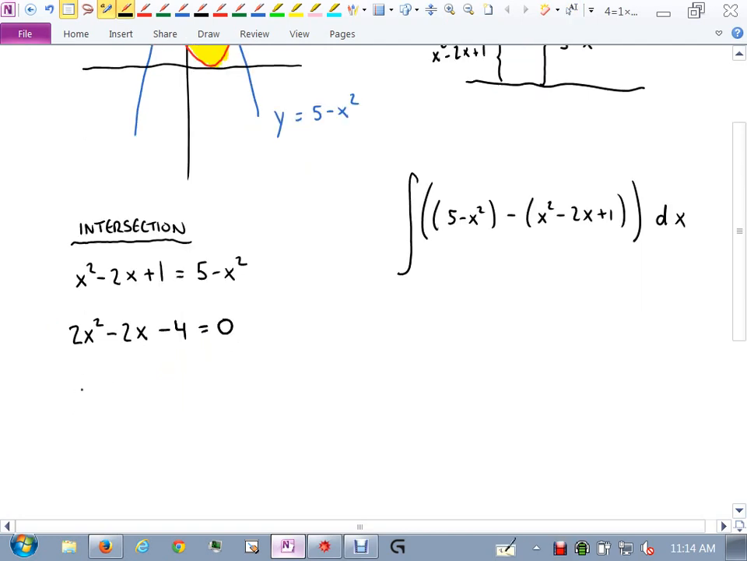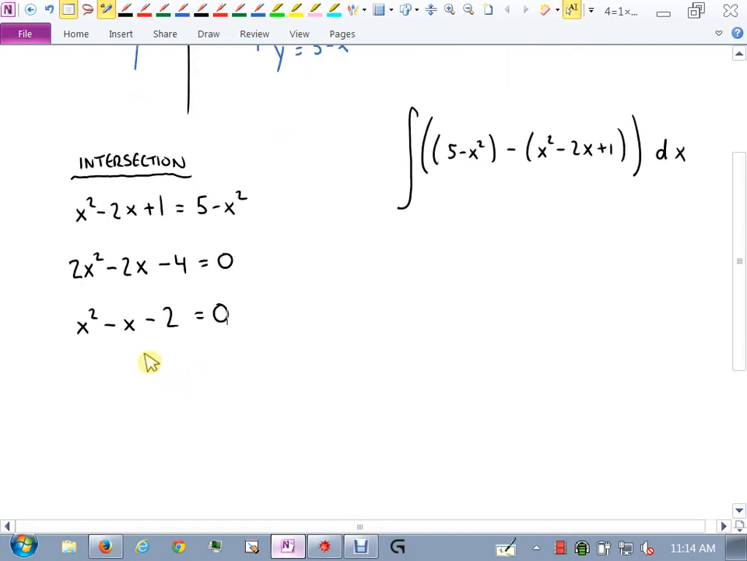I can pull a 2 out of everything and dump it, right? Or divide everything by 2. And then I can factor this or use the quadratic formula, although the quadratic formula would take you a while. And hopefully everyone here can factor this. And then you get two solutions, 2 and negative 1. So we should hit when x is 2 and negative 1.